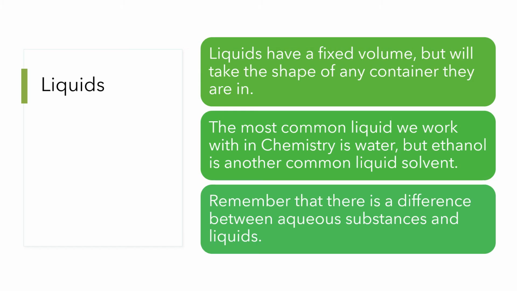For starters, you should remember from earlier in the year, and probably just from personal experience, that liquids have a fixed volume, but will take on the shape of whatever container they are in. This is opposed to solids, which maintain a fixed shape, and gases, which also take on the volume of whatever container they are in. In chemistry, we deal with a lot of aqueous mixtures, which are not the same as liquid. The main liquid we use in chemistry is water, though ethanol is another common liquid for dissolving organic substances.